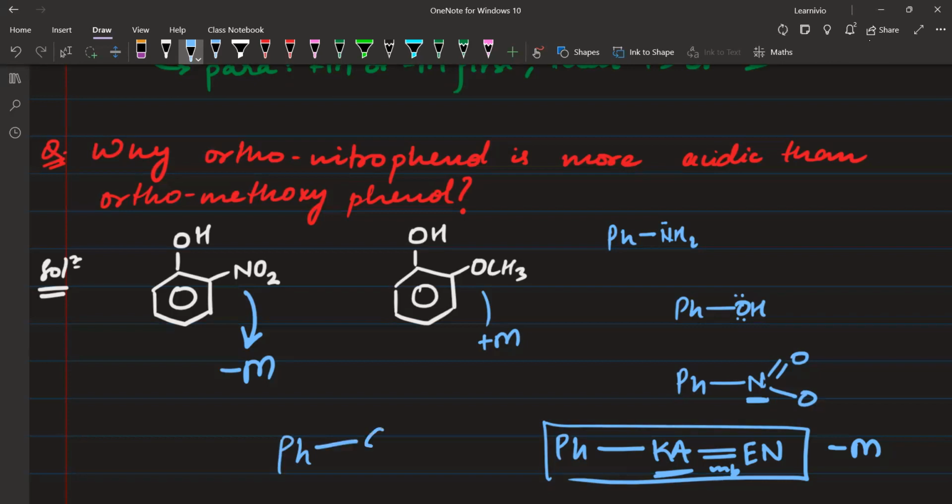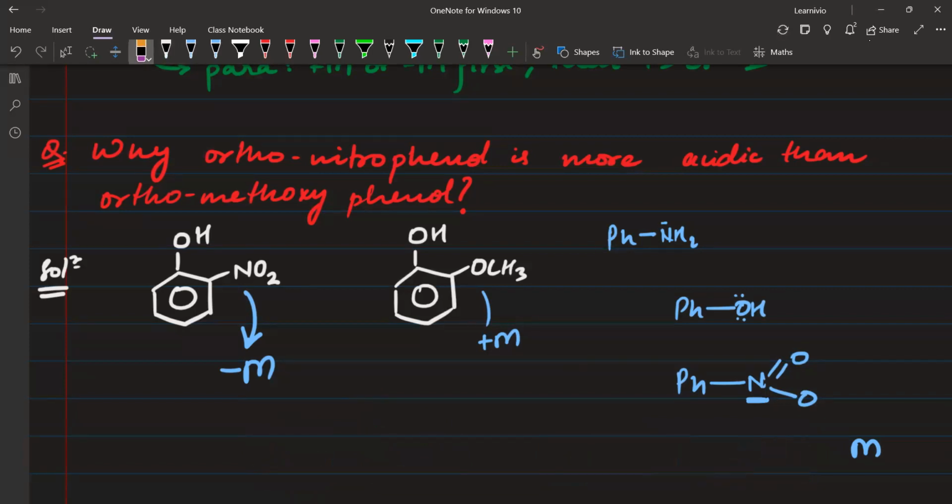Phenol, which is connected to carbon, double bond O and hydrogen. So benzene ring connected to key atom. What is the key atom here? Carbon. Carbon is the key atom. So is carbon connected to any electronegative element via multiple bond? Yes, sir, oxygen. So this is going to be minus M. Make sense? Yes, sir. Okay.